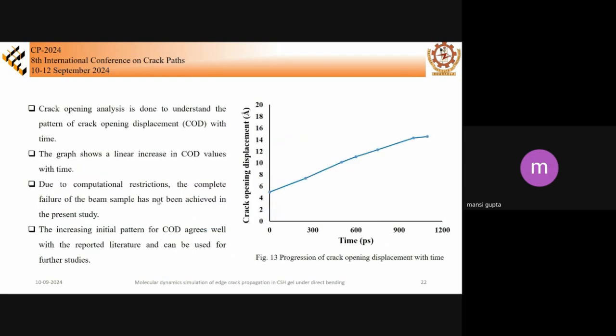The crack opening analysis is done to understand the pattern of crack opening displacement with time. The graph shows a linear increase in COD values. Due to computational restrictions, the complete failure of the beam sample has not been achieved in the present study. The increasing initial pattern for COD agrees well with the reported literature and can be used for further study.